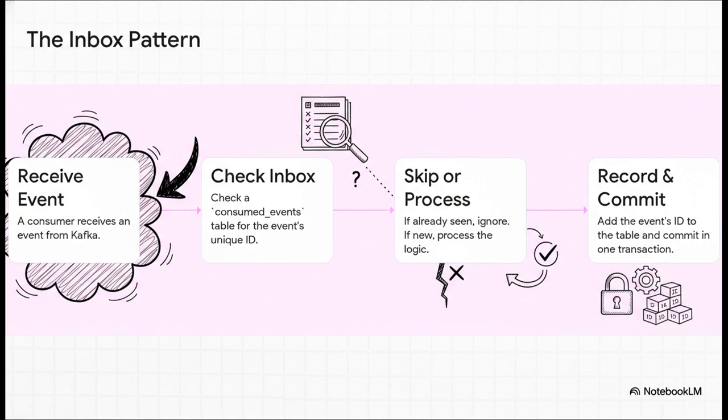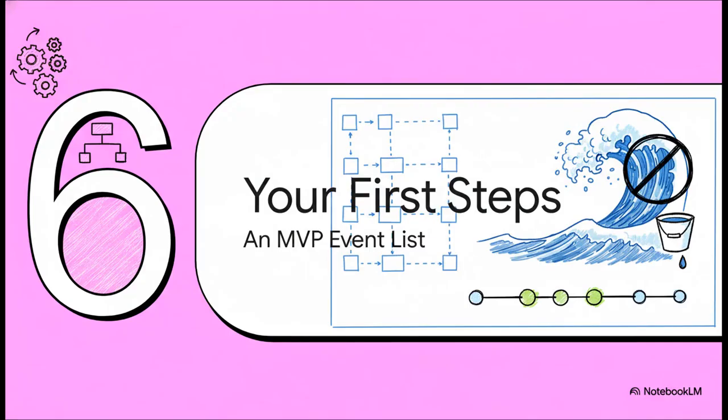And then, on the receiving end, we need to make sure we don't accidentally process the same message twice. The inbox pattern solves this. Before it does any work, the service checks a local log of event IDs it's already handled. If it's a new event, great. It does its thing and then adds the ID to its log, all in one transaction. If it's seen it before, it just safely ignores it. No double process.